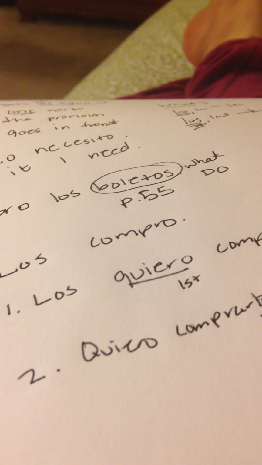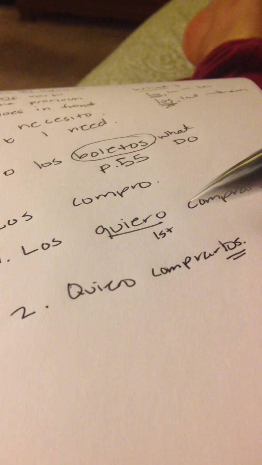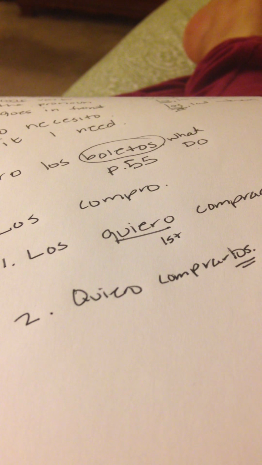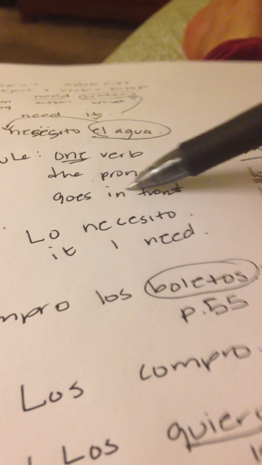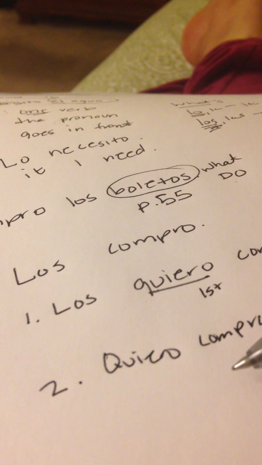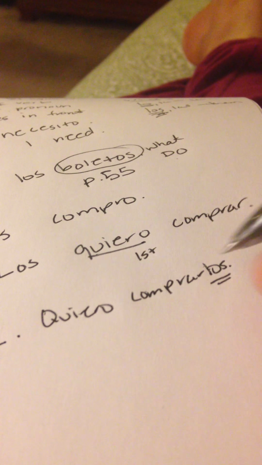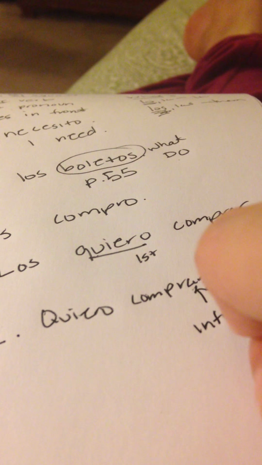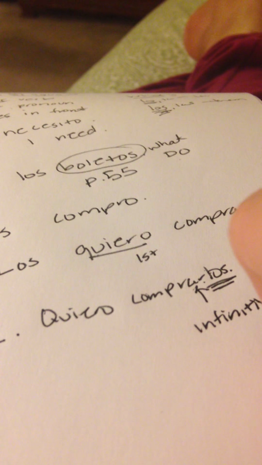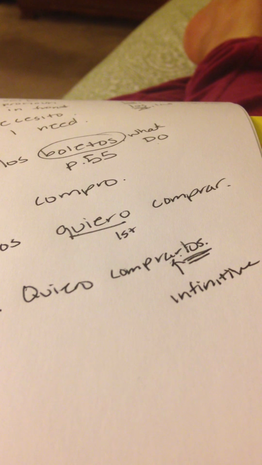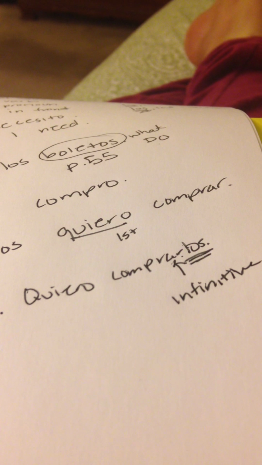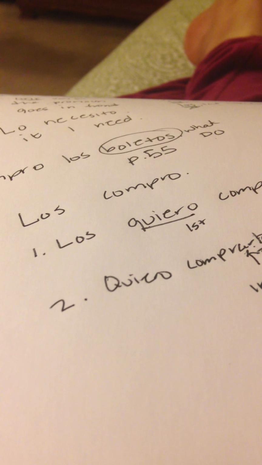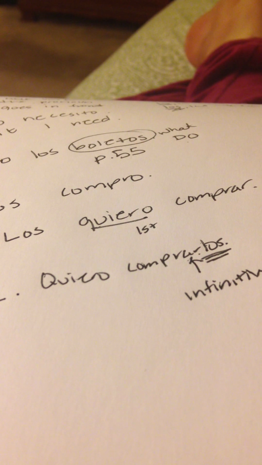So you have two options here. When there's two verbs, you have the option of putting it in front of the first verb, just like rule number one, or you can go ahead and attach it to the second verb. Notice this verb is not conjugated, it's in the infinitive. Alright, so you can attach a lot of things to the infinitive. We love attaching pronouns to infinitives. Okay, I'm going to stop right there for now.